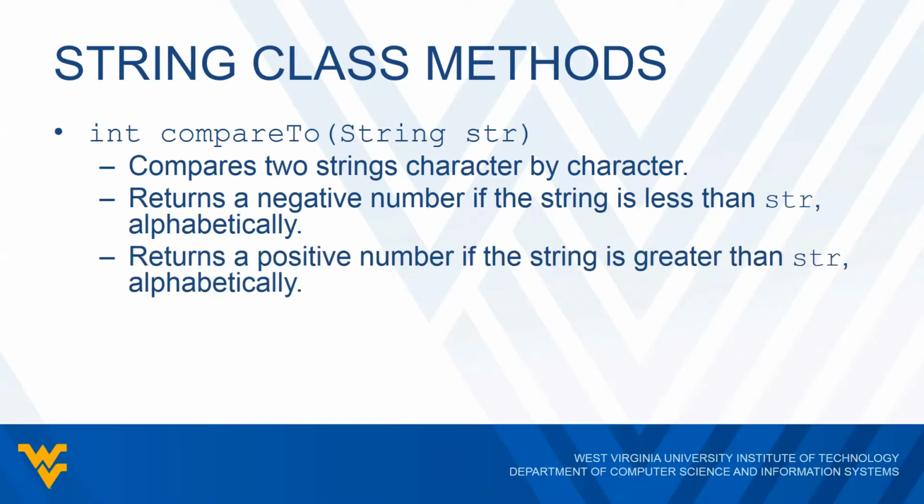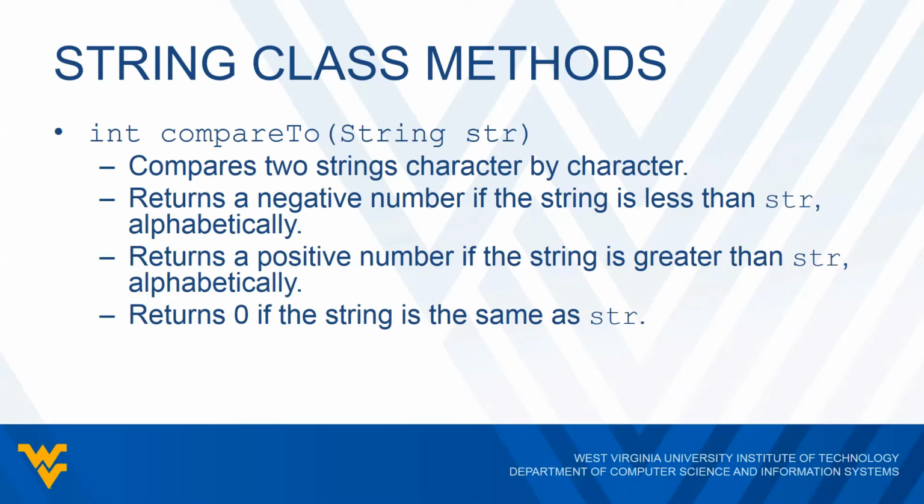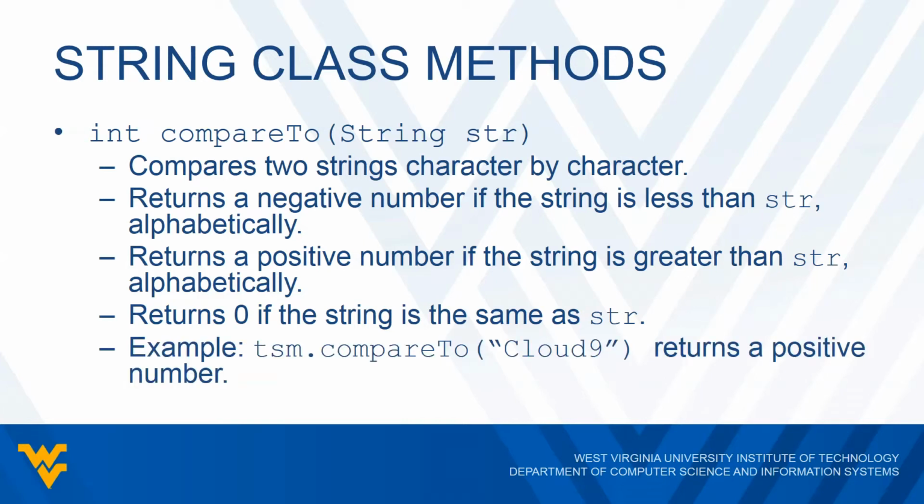Now, if we return a positive number, then that means that our string is greater than str alphabetically, or it comes after str in alphabetical order. If we return a 0, then that means our current string is the exact same string as str. So let me give you an example. Let's say I have tsm.compareTo(cloud9). This is going to return a positive number because team solo mid, the string, comes after cloud9 alphabetically, because capital C comes before capital T alphabetically. Therefore, the string cloud9 comes before the string team solo mid, so team solo mid is greater than cloud9.